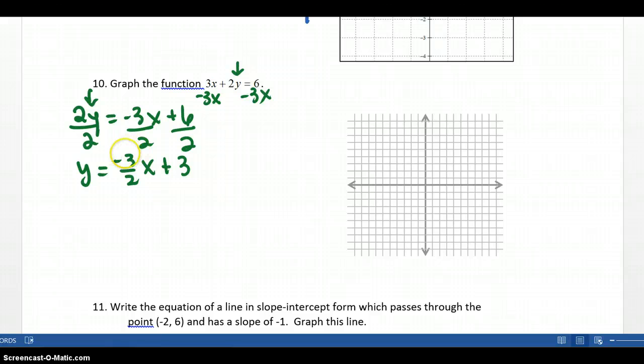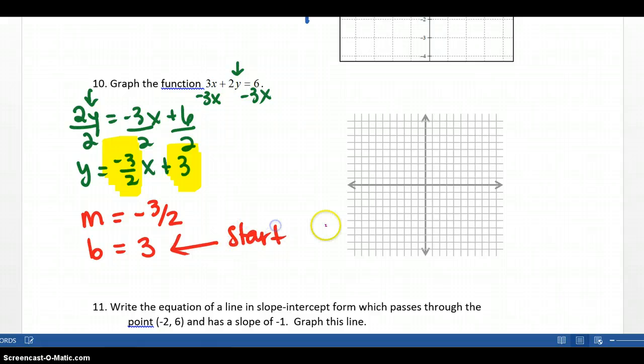Next, we need to find our slope and our y-intercept. Our slope is negative 3/2, and our y-intercept is 3. We always start with our y-intercept. So we're going to go up 3 on the y-axis, 1, 2, 3. Then since our slope is negative, we go down 3, over 2. Down 3, over 2. Then we can also go up 3, left 2, up 3, left 2. Connect our points, and we now have graphed the function 3x plus 2y equals 6.